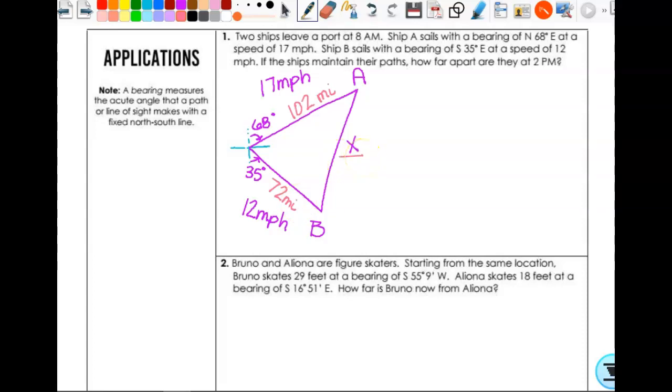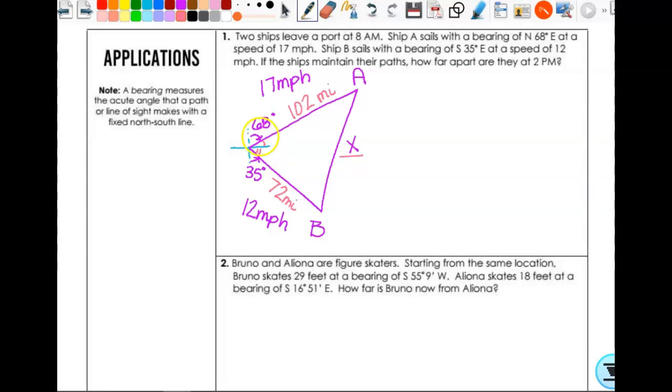I have angle measures, but none of them are inside the triangle, which is what I need. Do I have enough information to find at least one angle in that triangle? Yes. Okay. A couple of different ways I could do that. What's one way? Good. So I can take 90 minus 68 and get this angle, 90 minus 35 and get this angle, and then add those two together. Would that work? What's another way I could do it?